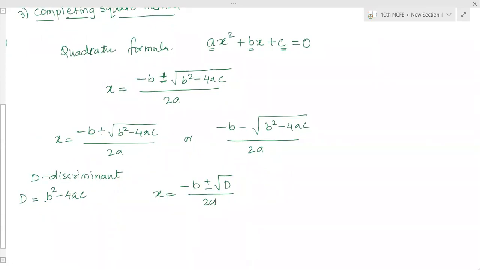How this formula is derived, that also I can explain to you, but you will learn it when we do the completing square method. Without that, explaining it to you is a bit difficult.